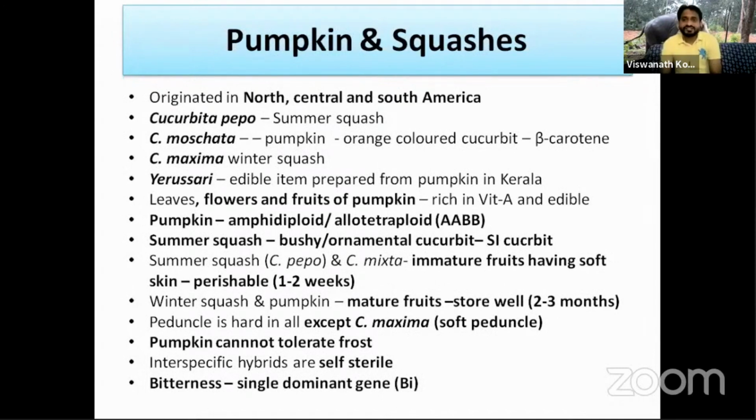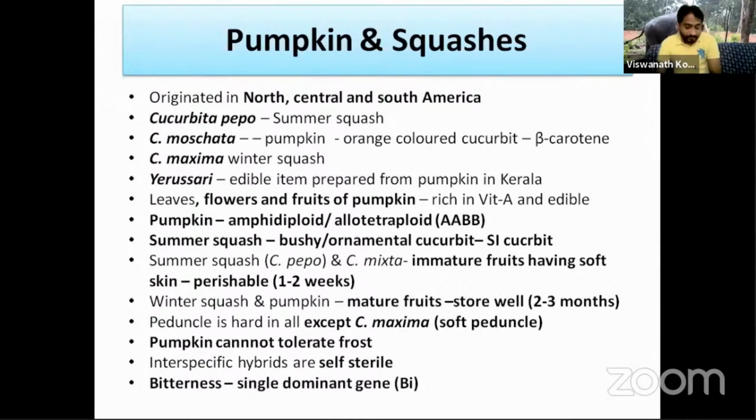So pumpkin and squashes, this is another important group of cucurbits. They originated in America. Watermelon and muskmelon originated in Africa. Pumpkin and squashes originated in America. Cucurbita pepo is summer squash. Cucurbita moschata is a pumpkin, and the orange color is due to beta carotene. And Cucurbita maxima is a winter squash. And Yerusari is an edible product prepared from the pumpkin.